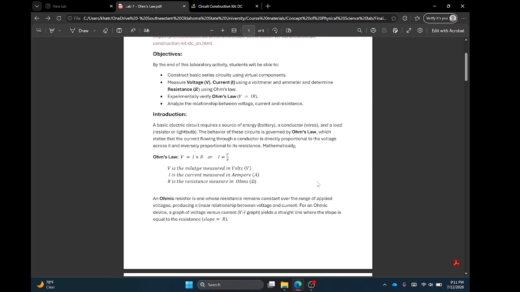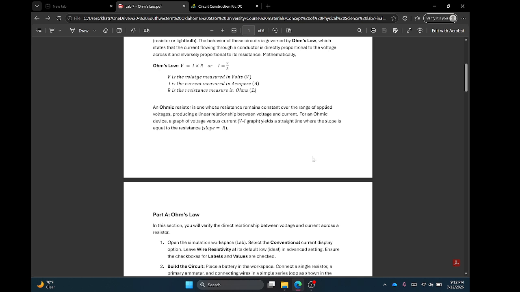According to Ohm's law, the current flowing through a conductor is directly proportional to the voltage across it, and it is inversely proportional to the resistance. Mathematically, V equals IR, or we can also write it as I equals V over R, where V is the potential difference. We also call it voltage. I is electric current, R is resistance, and the unit of electric potential is volt, current is ampere, and resistance is ohm.